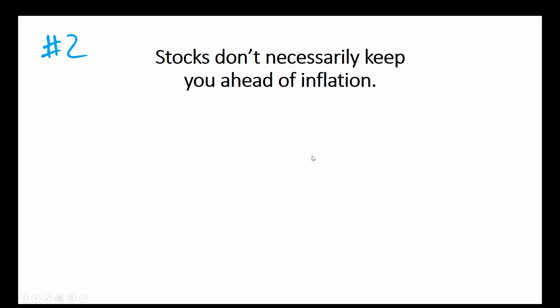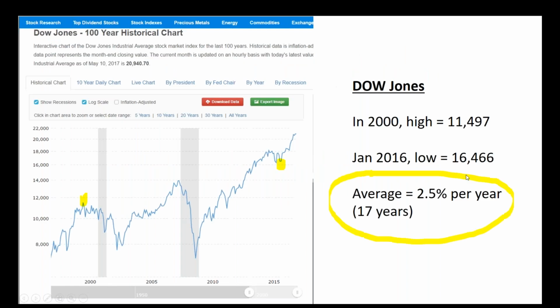Yep. Number 2, stocks don't necessarily keep ahead of inflation. This is the one that you wanted me to show to you, okay? So let's walk through this. What happened in 2000 and 2016? Well, let's take a look at it. Here's the Dow. In 2000, the Dow was at 11,000. January of 2016, it was at 16,466.